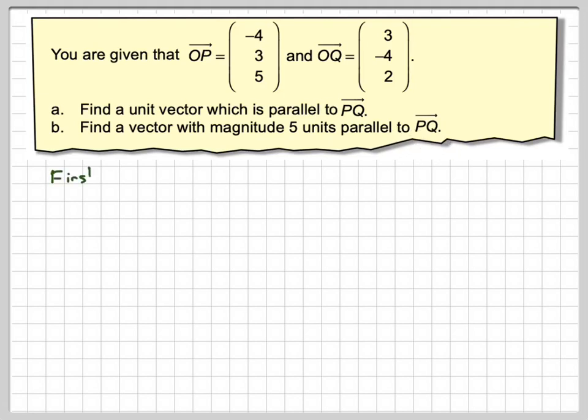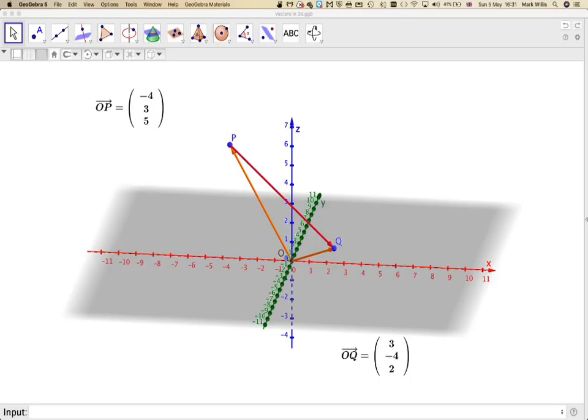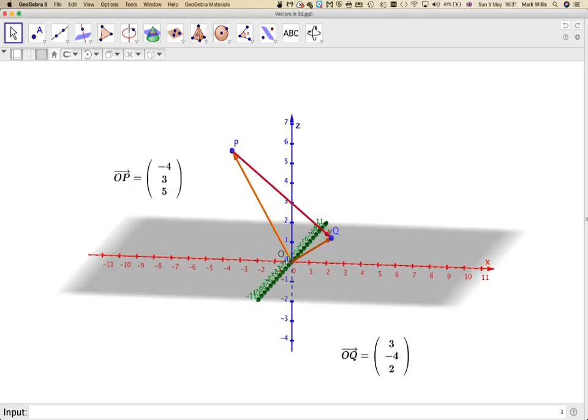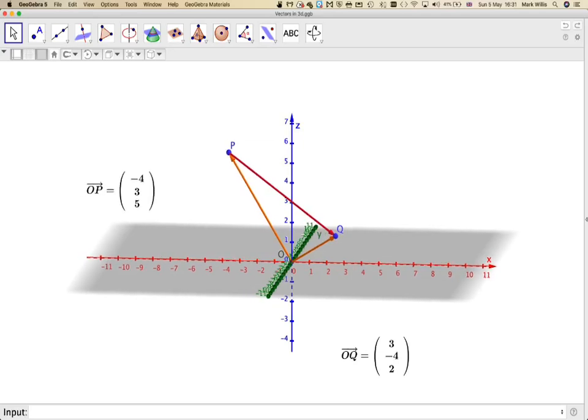So, first of all, what is important with this type of question is that we've got to find the vector PQ. Let's look at this GeoGebra representation of these vectors. Because we've got three components, we're in 3D space, so this is the X, the Y, positive Y, and Z axis. If we move this around a little bit, we can see the points P and Q. Here is the vector O to P, and here is the vector O to Q.